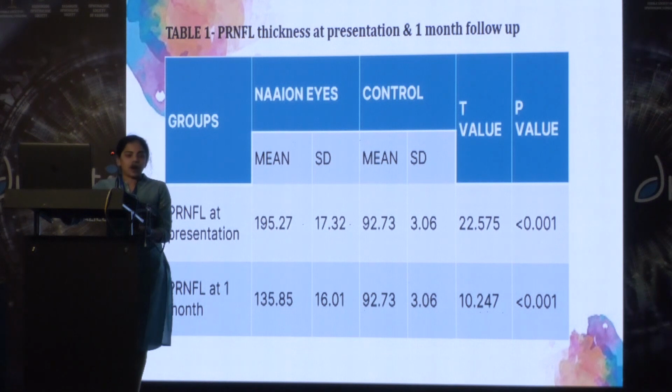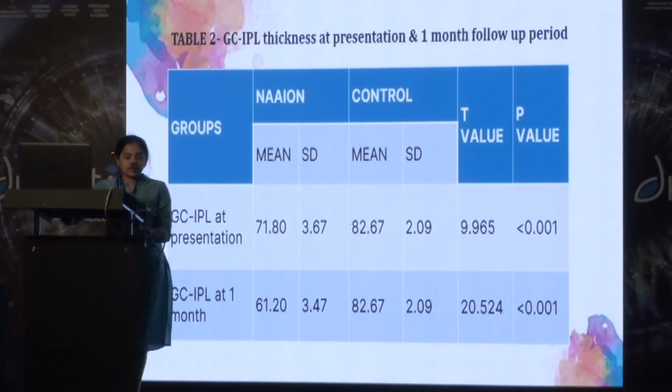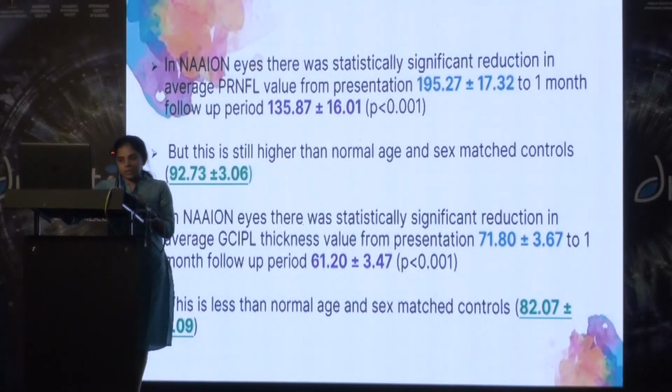So this is a table showing peripapillary retinal nerve fiber layer thickness at presentation and at 1 month of follow-up period. As we can see, at presentation it is 195 and at 1 month it is 135. So there is a statistically significant reduction, but this value is still higher than the mean age and sex matched control value, which is 92.73. Whereas this is a table showing ganglion cell layer, inner plexiform layer thickness at presentation and 1 month follow-up period, and we can see at presentation it is 71 and at 1 month follow-up it is 61, but this value is still lower than the age and sex matched control value, that is 82.67. So this is a summary.